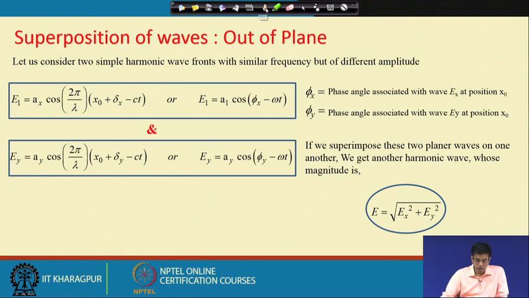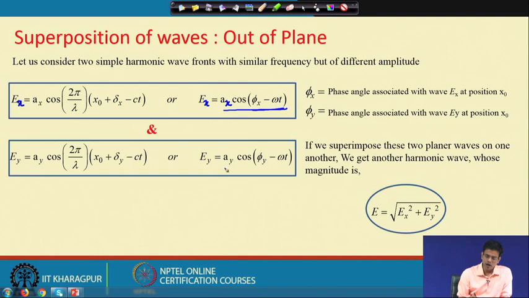Let us consider two simple harmonic wave fronts with similar frequency, but different amplitude. So, this will be E x and E y. Let us consider that one of the waves is E x equals A x cos of 2 pi by lambda times x 0 plus delta x minus c t, and similarly we can write E x is A x cos of phi x minus omega t, but the frequency is the same for the two light waves. So, E y is A y cos of phi y minus omega t.